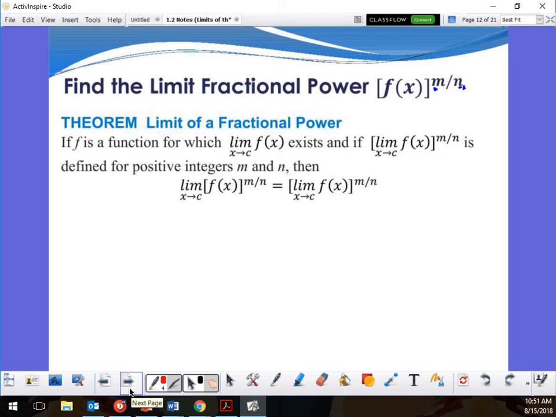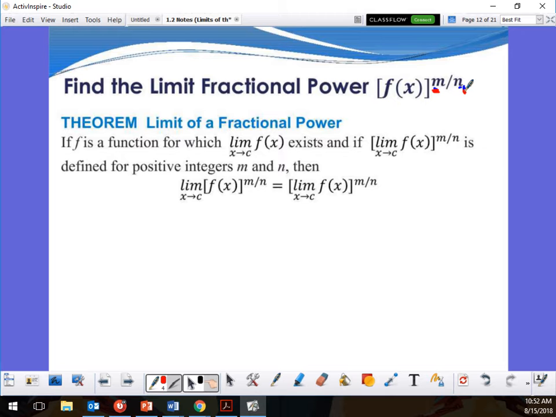All right, find the limit of a fractional power. So this one right here with the fractional power. Now, from what we were talking about the other day, in the fraction, the top number represents what? No, not root. The top number is my power. In the fraction, the bottom number is my root. The top number in your fraction is your power. The bottom number is going to be your root.